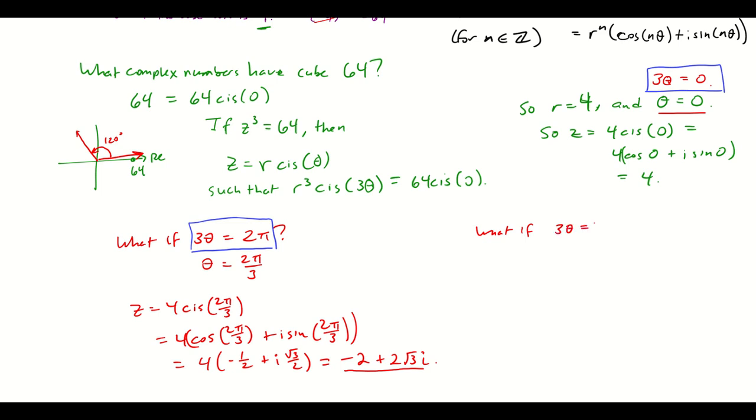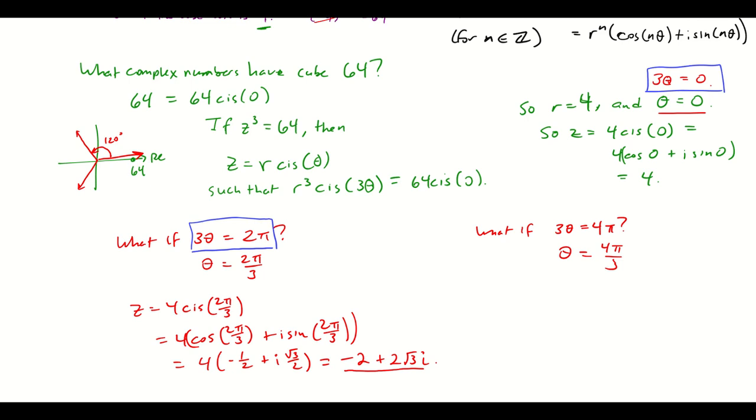What if 3 theta had been equal to 4 pi? What would that give us? Well, then theta is going to be equal to 4 pi over 3, which in the complex plane is this direction here. Notice that that's the reflection of this other direction across the real axis. That's not a coincidence. We'll see more about that later.